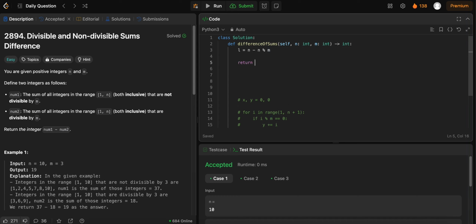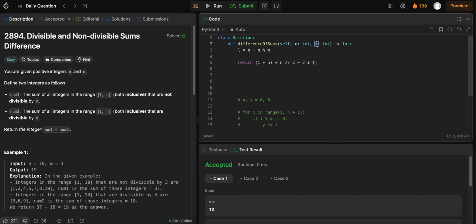And then what we need to do now is return 1 plus n times n divided by 2. So that gives us the first series, adding from 1 all the way to n. And then we need to minus 2 times the starting number of the divisible series, so the nums2 series is going to be m, right?